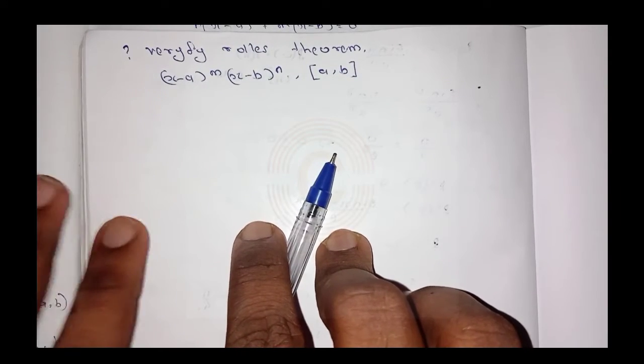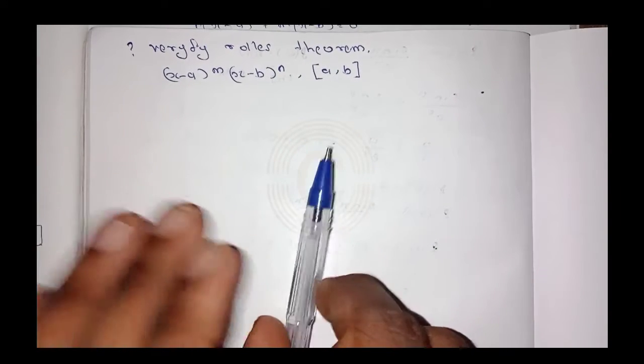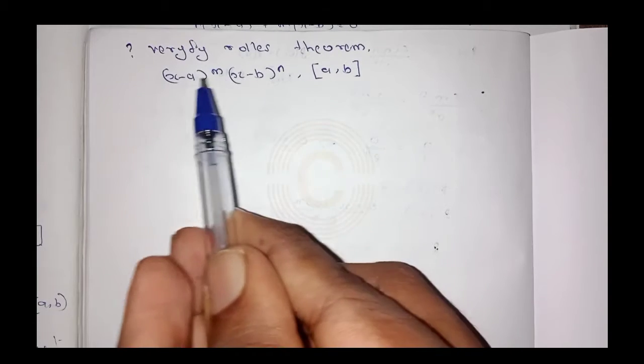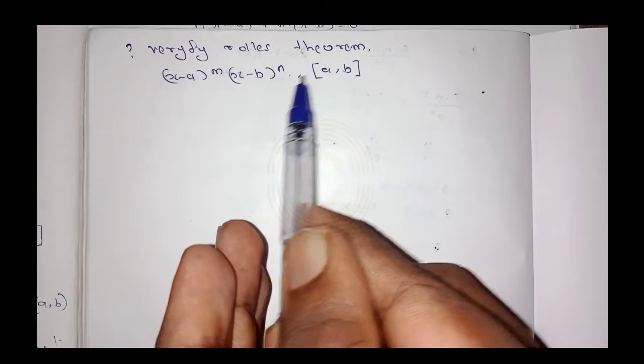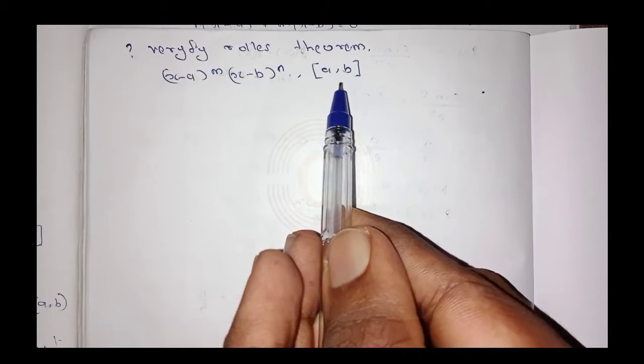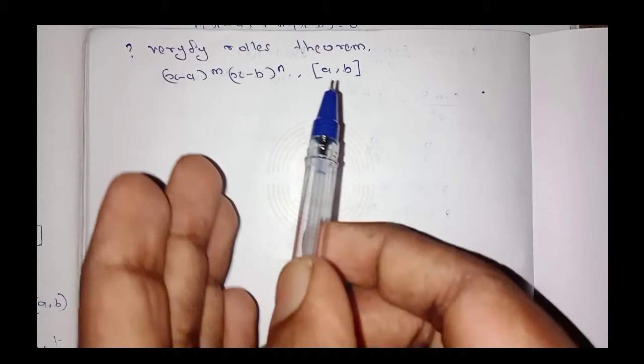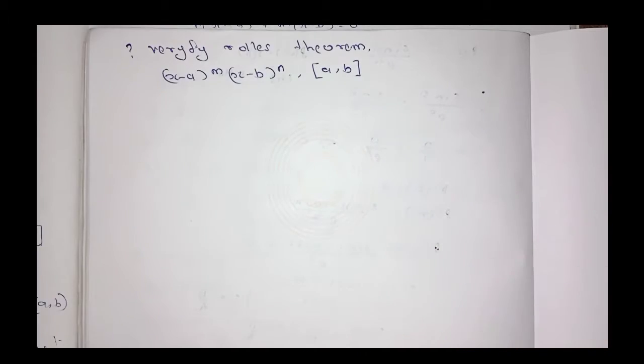So in this video we are discussing a given question based on Rolle's theorem, that is (x minus a) raised to m, (x minus b) raised to n, with the given interval a comma b. So let's prove the solution for the given question. Let's begin this session.